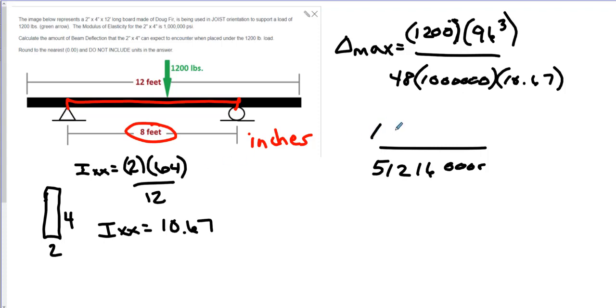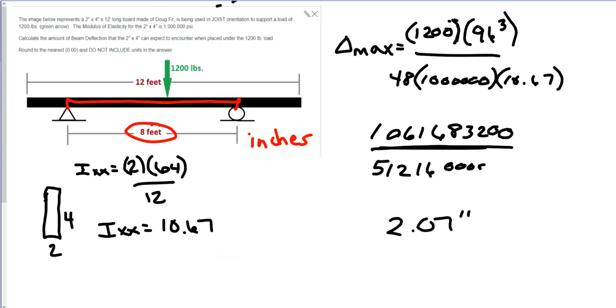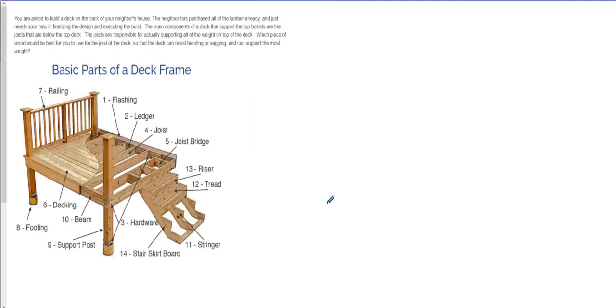Okay, so that gives us 1,061,683,200, and we're going to divide that by 512,160,000. And we get 2.07 inches as our deflection. So this board will bend 2.07 inches. Okay, all right, next question.